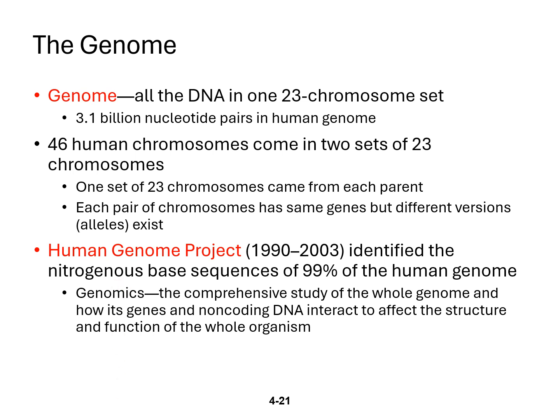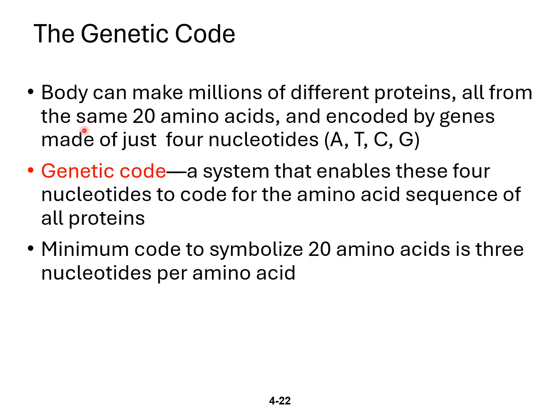It started to look at different parts of the body, and even though the body can make millions of proteins, they all come from the same 20 amino acids, and they're all encoded by the same bases, A, T, C, or G. And your genetic code is that system that enables these 4 nucleotides to code for an amino acid sequence of every single protein in your body, over the millions of proteins that you have.